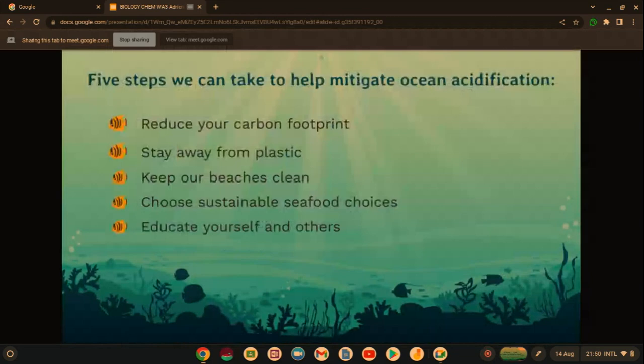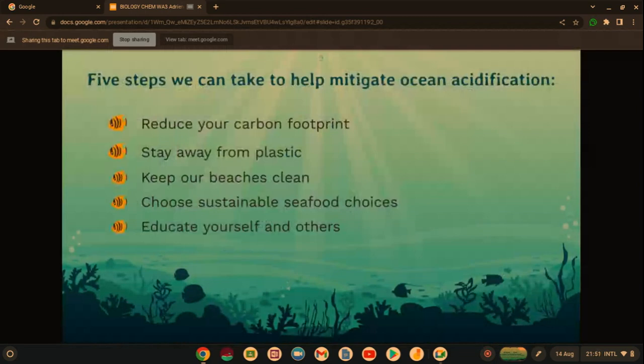Secondly, you can stay away from plastic. Use alternatives such as metal straws, reusable grocery bags, reusable water bottles, and storing food in non-disposable containers. Thirdly, we can keep our beaches clean. Remind yourself and others to pick up after you are finished. And if you want to go even further, you can help by participating in a local beach cleanup near you.